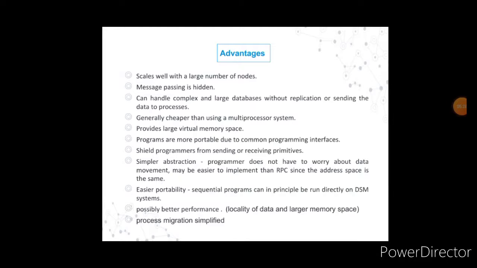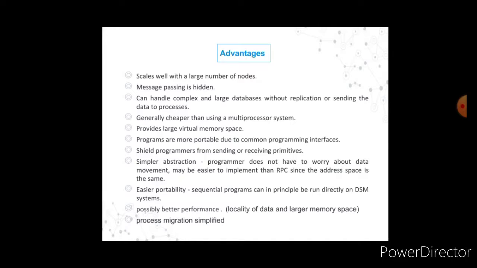Possibly better performance will be divided into sub topics: locality of data and larger memory space. In locality of data, data is moved in large blocks, which helps programs with good locality of reference. In large memory space, there is no need to do paging on disk, and communication is flexible, with no need for sender and receiver to exist at the same time. Nodes can join and leave the DSM system without affecting others.